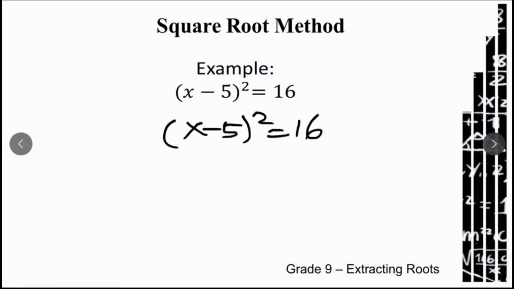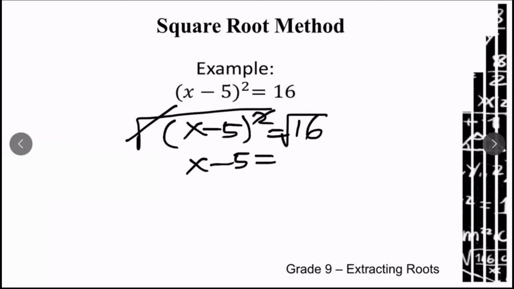So applying the square root method, we take the square root of both sides of the entire expression. Here, we take x − 5 as a group, so we can simply remove the squared and the square root. It will remain as x − 5 equals. For the square root of 16, what will be the answer? The square root of 16 is 4. Applying the square root property, we have positive and negative 4.